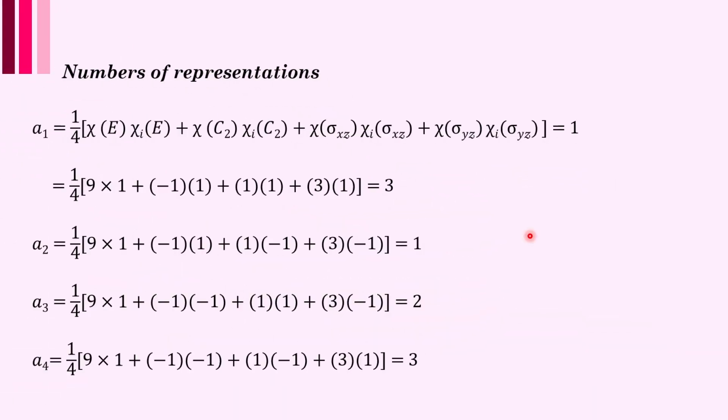Just look at this. How can you do it? For the A2 representation, it is 9 minus 1 minus 3, it happens to be 1. For A3, or rather B1 in our system, it is 9 minus 1 plus 1 minus 3, that's 2. And 9 minus 1, that's +1. Again minus 1, then plus 3 is 3. So that is how we can see that each representation has been decomposed and a reducible representation can be shown as the sum of irreducible components.